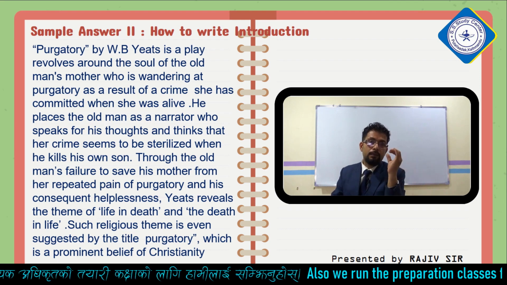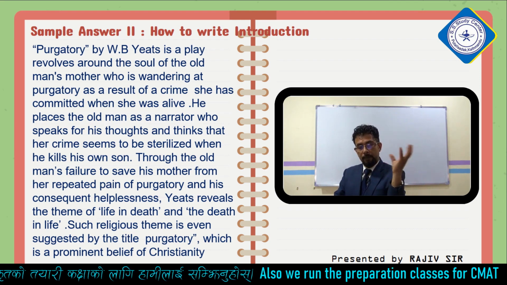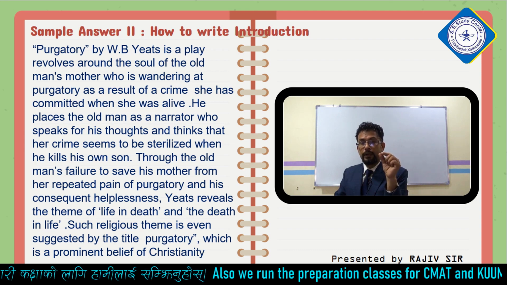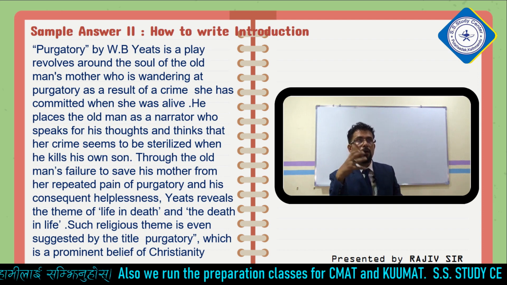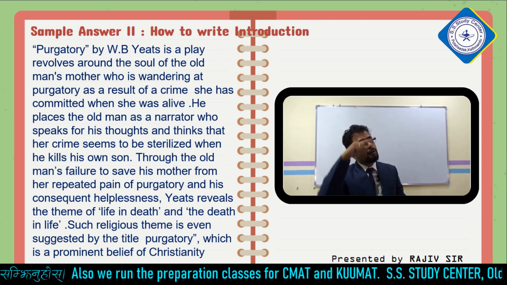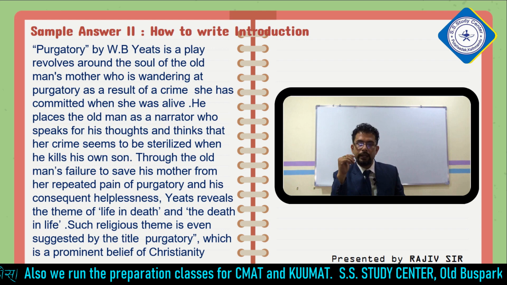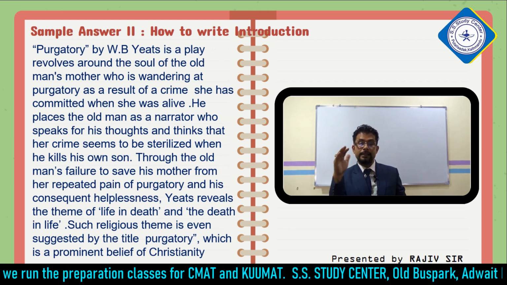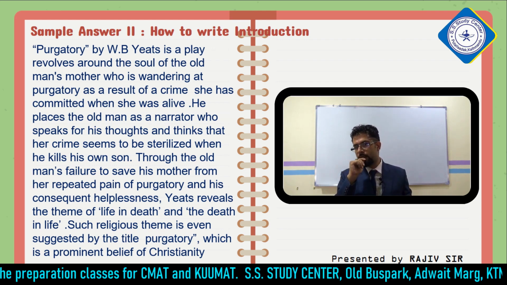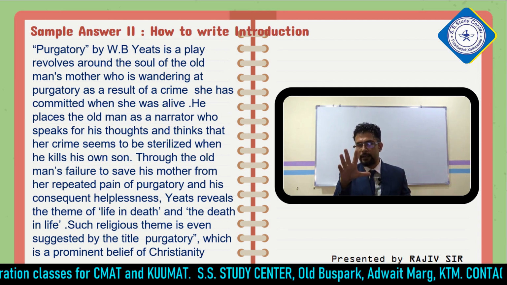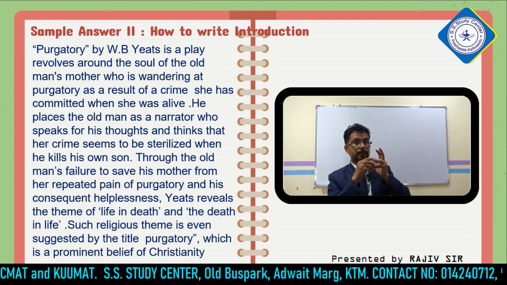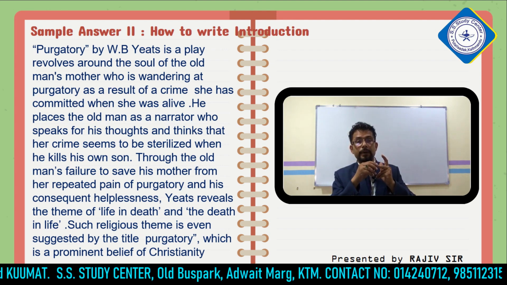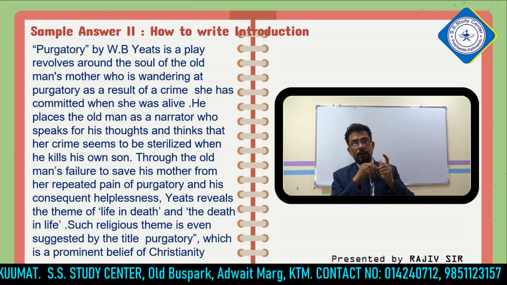Purgatory by W.B. Yeats is a play that revolves around the soul of the old man's mother who is wandering in purgatory as a result of a crime she committed when she was alive. First sentence. In that first sentence, you have mentioned the text, you have mentioned the author, you have also mentioned what the theme of that text is. Fine. So continue.